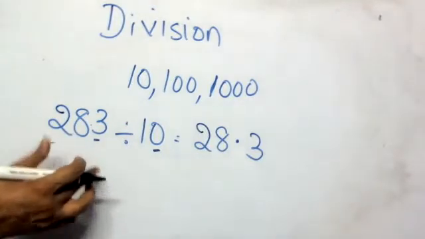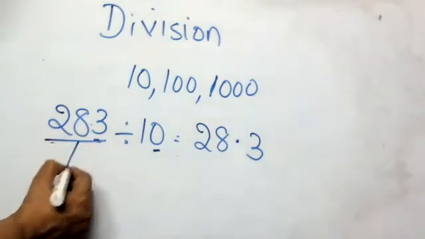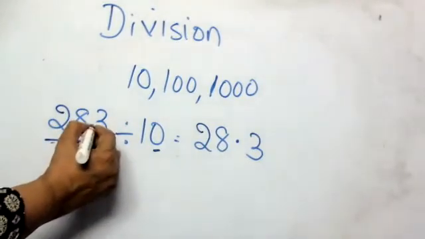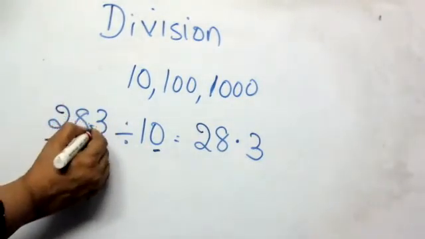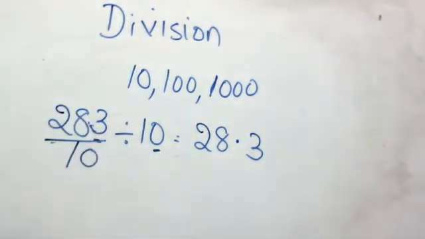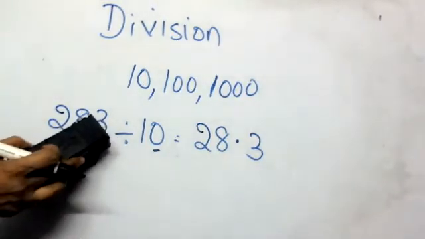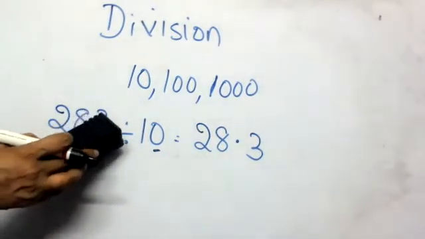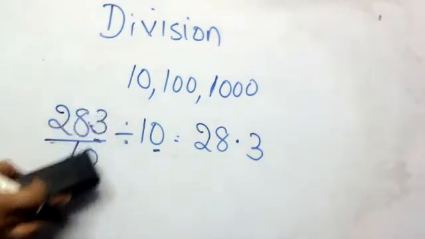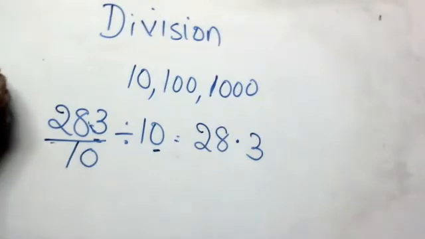The 10th part divided by 10. Actually 283 divided by 10. So the decimal point is before the 10th place. Here. Okay, 283. Now let's go into the long method. We get the same answer.